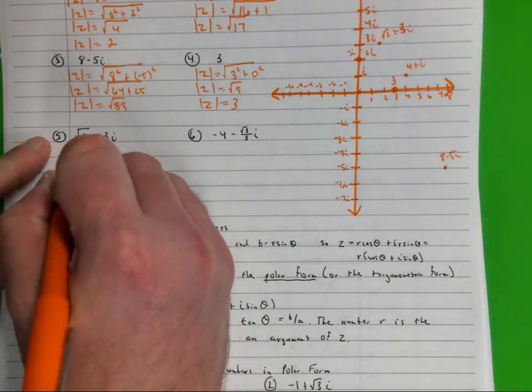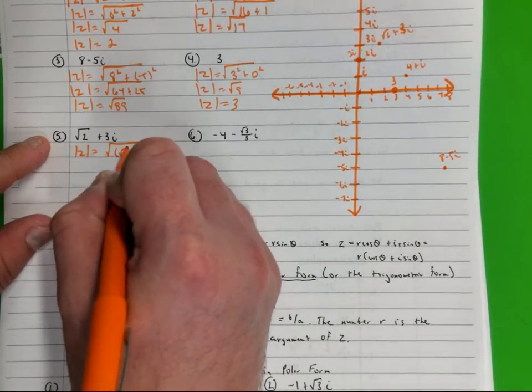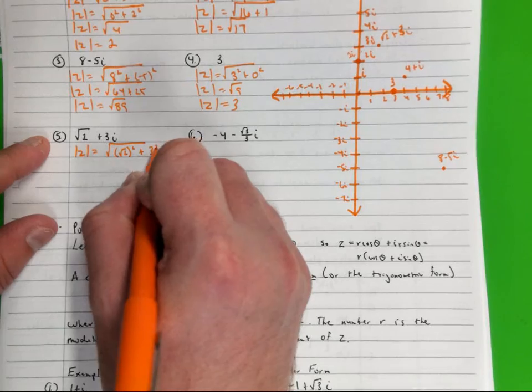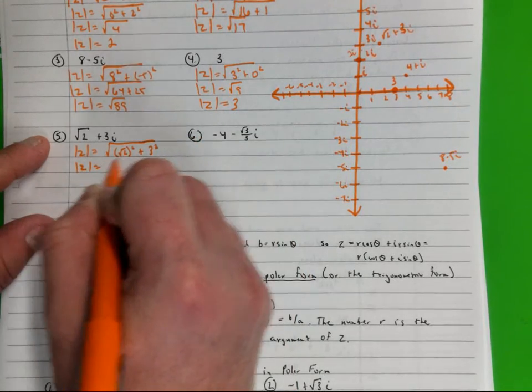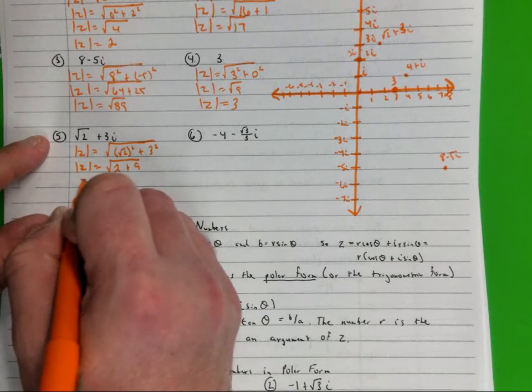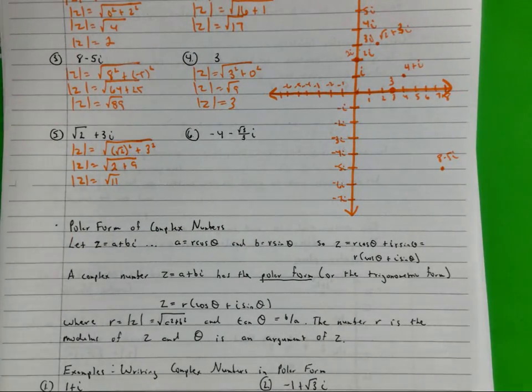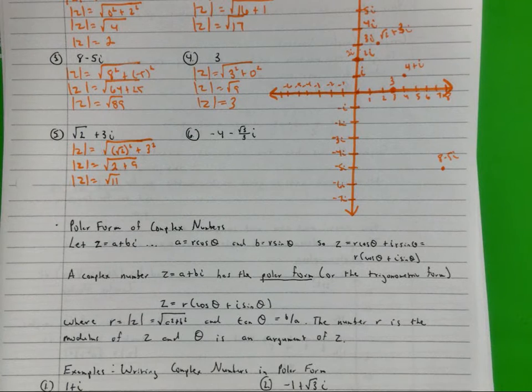Alright. Absolute value of z equals, what's my a value? Square root of 2. What's my b value? When I square the square root of 2, what would that be? 2 plus 9, which is square root of 11. That's the absolute value of that problem.